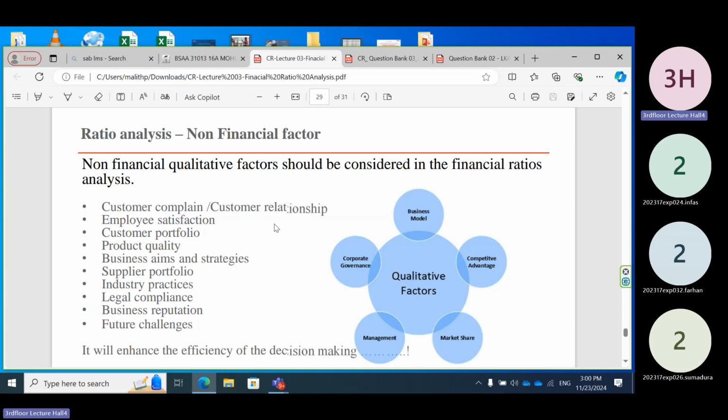You have a question with numbers with qualitative aspects. It may include customer satisfaction, employee satisfaction, research and development, futuristic plans of the organization. All those things may be included. So then you have to link all those qualitative factors with the final numbers. Right? That is the requirement.